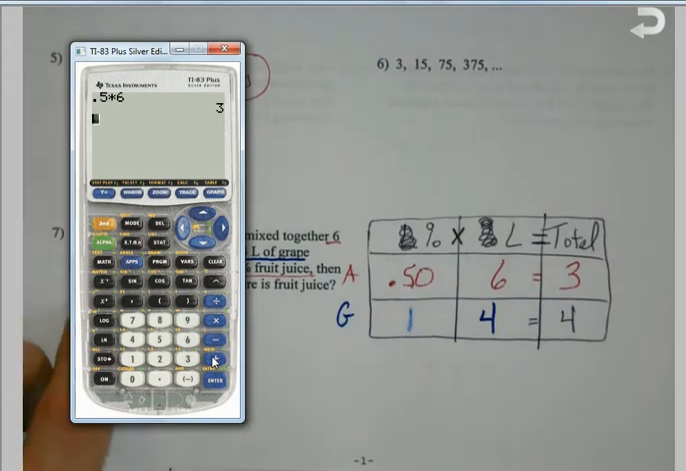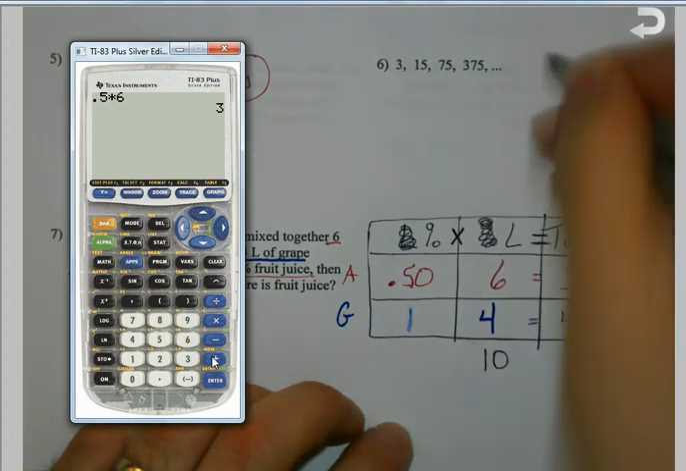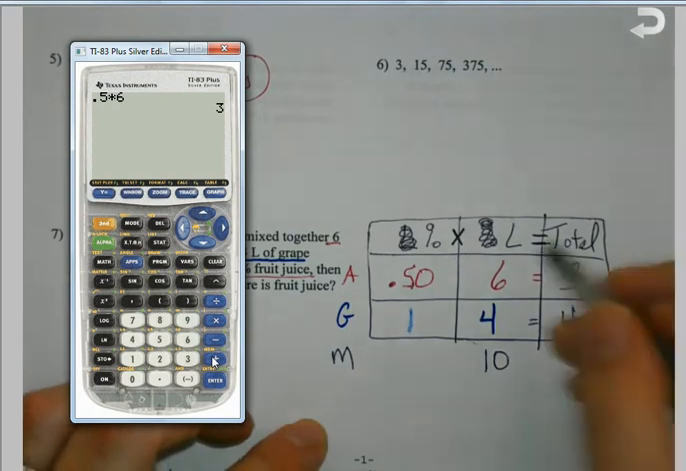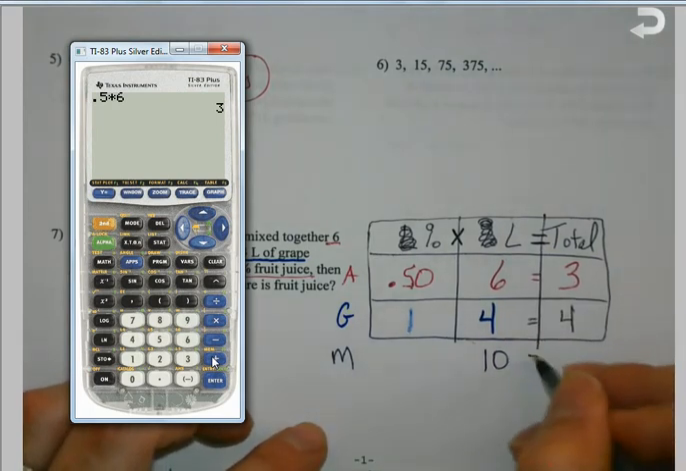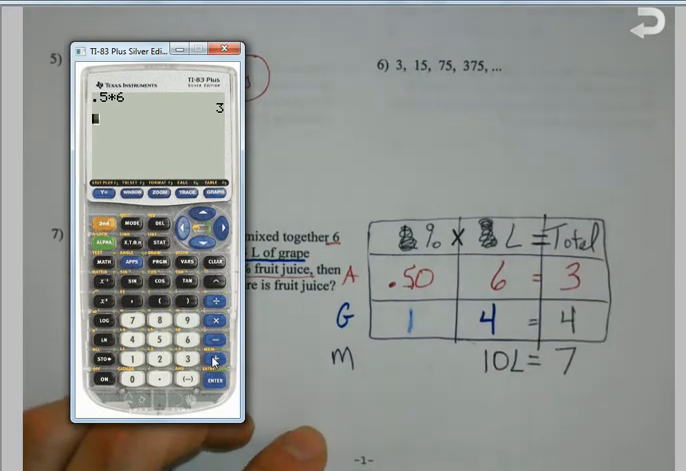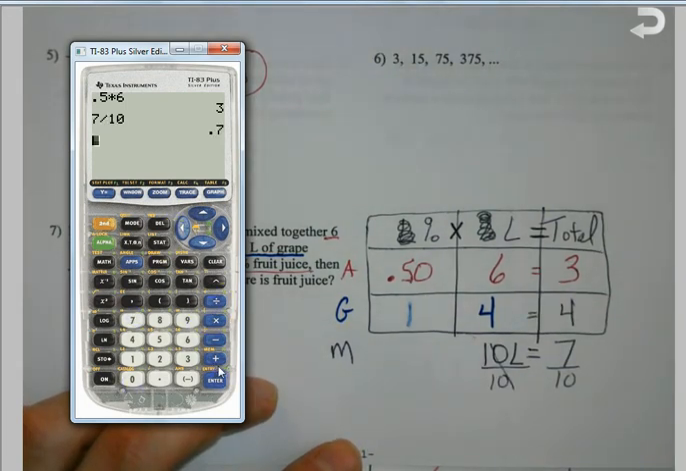And we're looking for what percent of the final mixture is fruit juice. So here's what I'm going to do. I look and I'm like, okay, I've got 10 liters because I can always add these down. We're just adding down here. So I got 10 liters and I have a total here of 7. So like we did before, what's my one step to get L by itself? Divide by 10. So let's see here. 7 divided by 10 is 0.7.